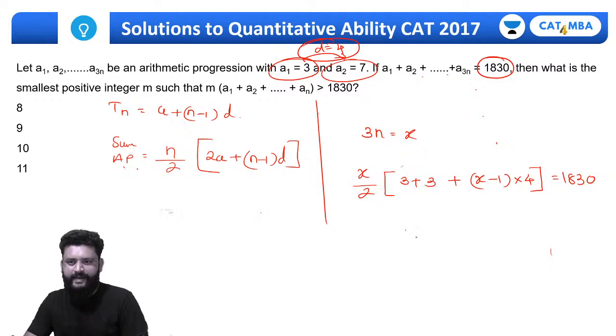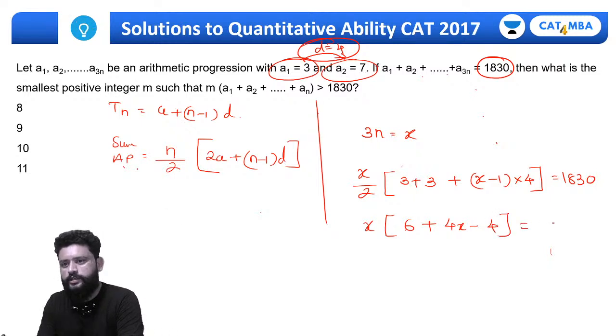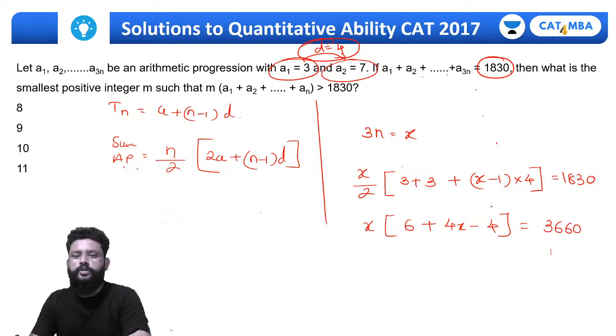Okay, let's do it some other way. Let's not get into that quadratic. Let's try something a little different. What will be left in the x bracket? 6 plus 4x minus 2 or 4x minus 4 will be equal to 3660, right?